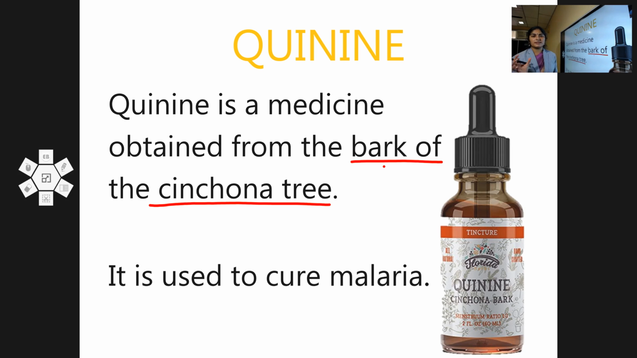Just now teacher told you what is meant by a bark. Bark is the outer layers of the stem and roots of woody plants. So, quinine is a medicine obtained from the bark of which tree? Cinchona tree. It is very, very important. Okay, so the name of the medicine is quinine. The tree is the cinchona tree. From which part do we get this quinine? We get quinine from the bark of the cinchona tree.